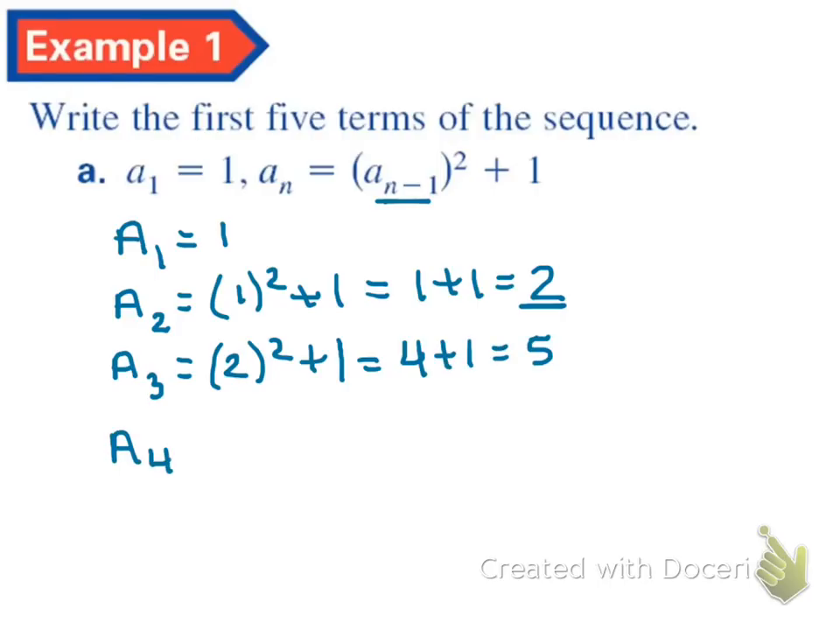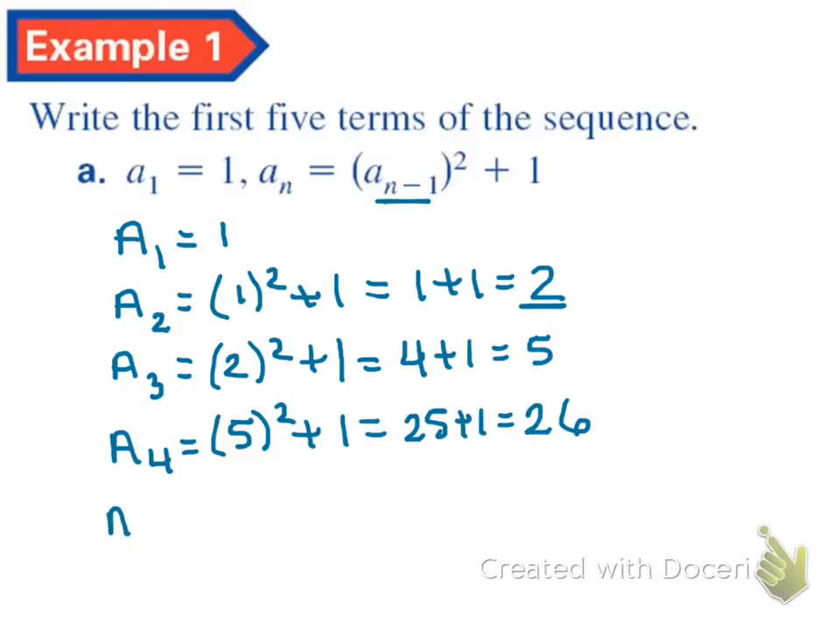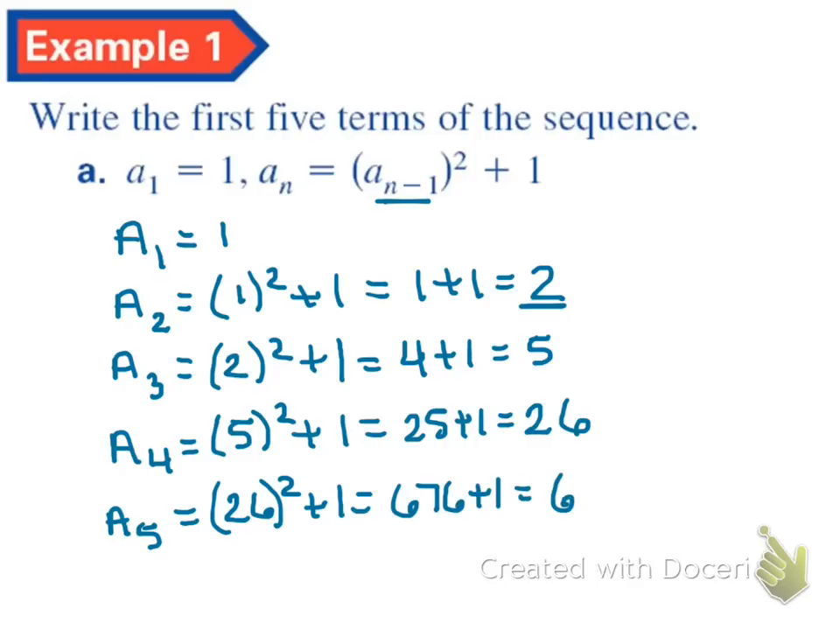To find the fourth term, you take the previous term, which is 5, square it, and add 1. So 25 plus 1, we would end up with 26. Then the fifth term, which is the last one we were asked to find, we would take the previous term, which is 26, square it, and then add 1. 26 squared is 676, plus 1, we end up with 677. So our first 5 terms are 1, 2, 5, 26, and 677.